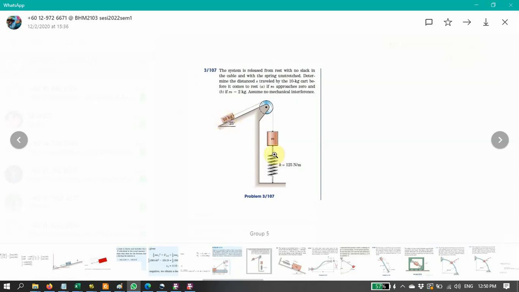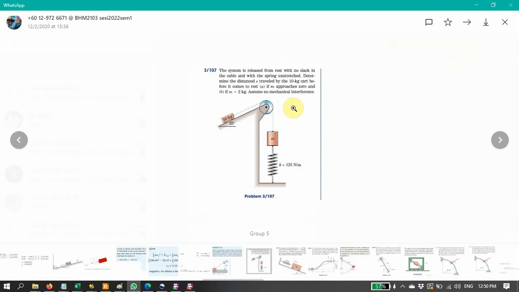With the spring arm stretch, when this system is at rest, the spring is undeformed. The engineering problem here is to determine the distance traveled by the 10 kilogram cart. So this is a cart, right? This system has a cart, a pulley, this structure here, a spring, some additional mass, and the cord. So there is a system.